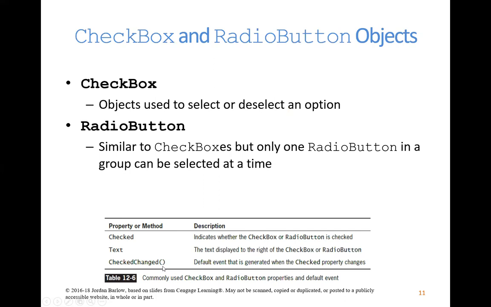And this is similar to when we put buttons on our form and we double click them. It created a default event, which was a click method. For these, when you double click on them, then your code will automatically generate a checked changed method, and you can specify something that happens as soon as the user clicks on one of those options.